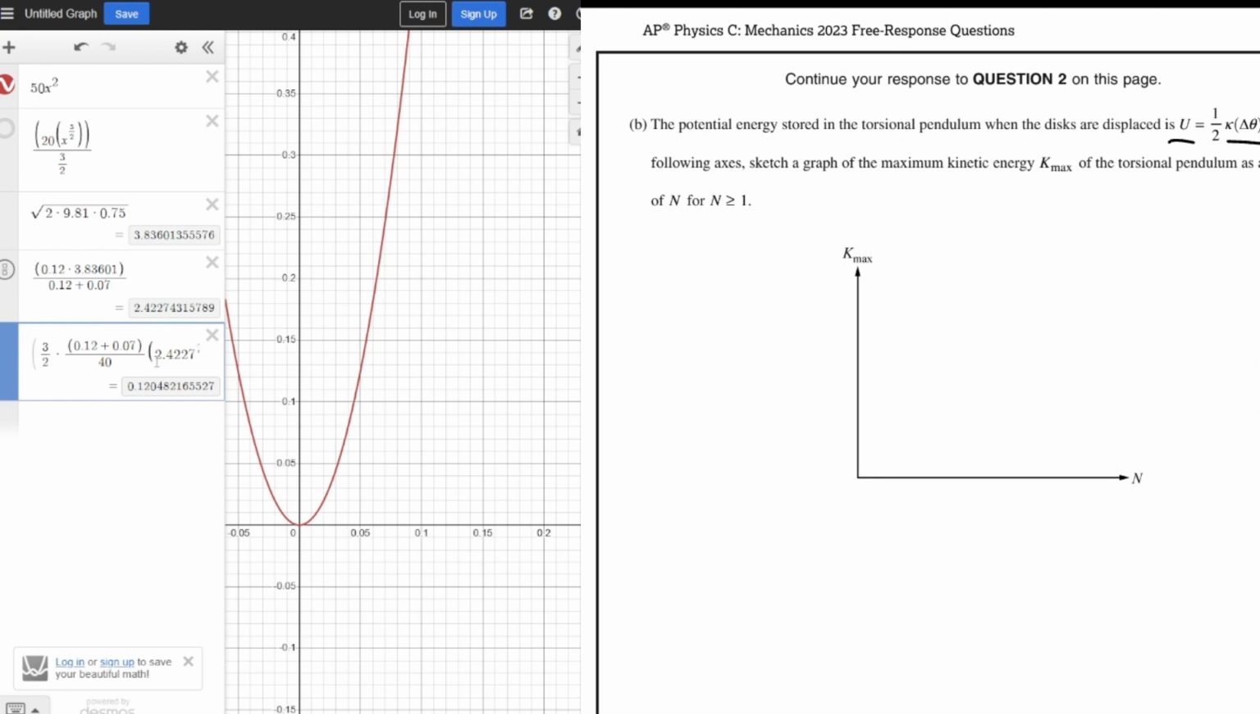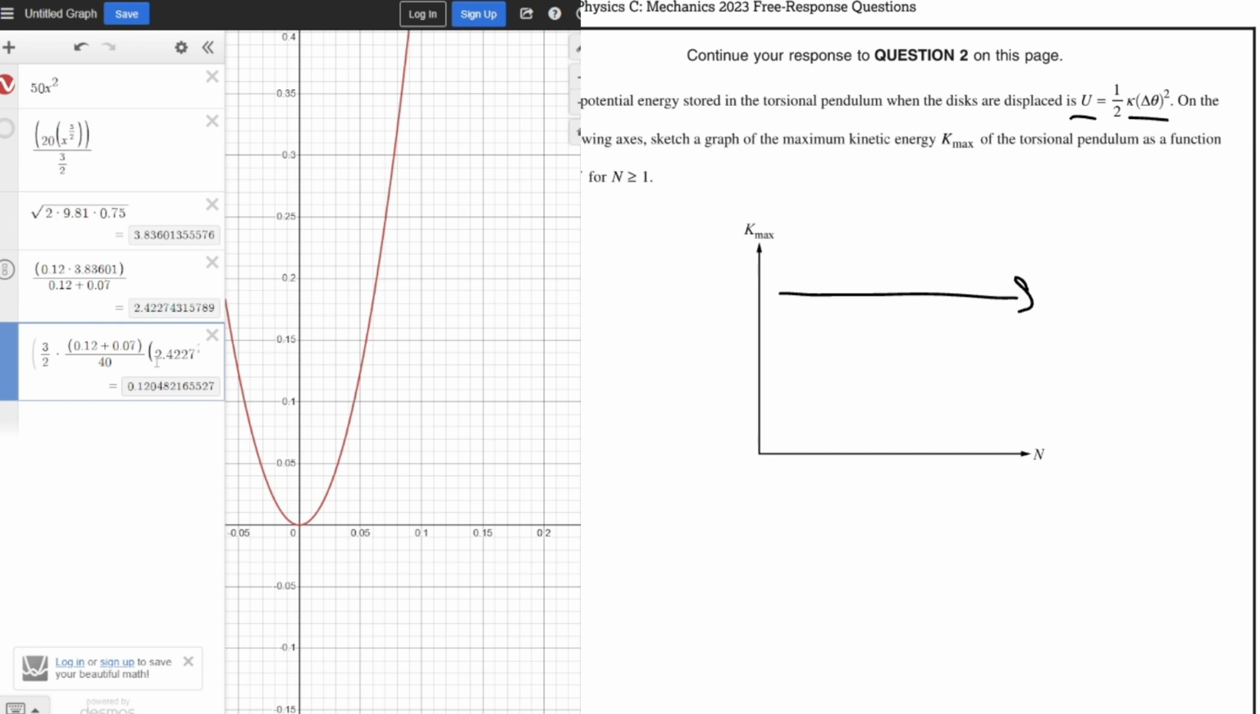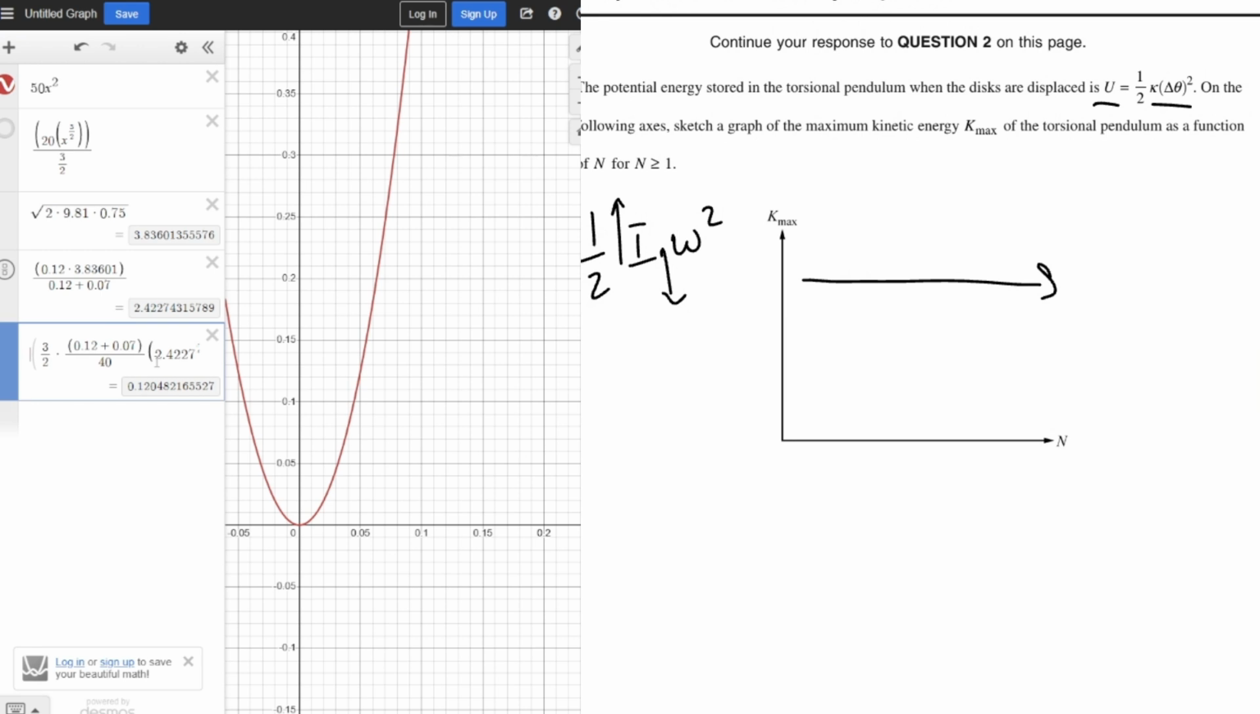But all we need to realize here is that kappa is not changing. Delta theta is not changing, right? This is a constant. And you may be saying, well, hey, wait, the mass is changing. You're absolutely right. The mass is changing for n greater than 1. So if the mass goes up, the angular velocity will decrease. The kinetic energy will stay the same because of conservation of energy: E final has to equal E initial. Energy cannot be created or destroyed. So the angular velocity will just decrease to account for the mass's increase. The kinetic energy will have to stay the same because the potential energy was a constant. So that's our graph.